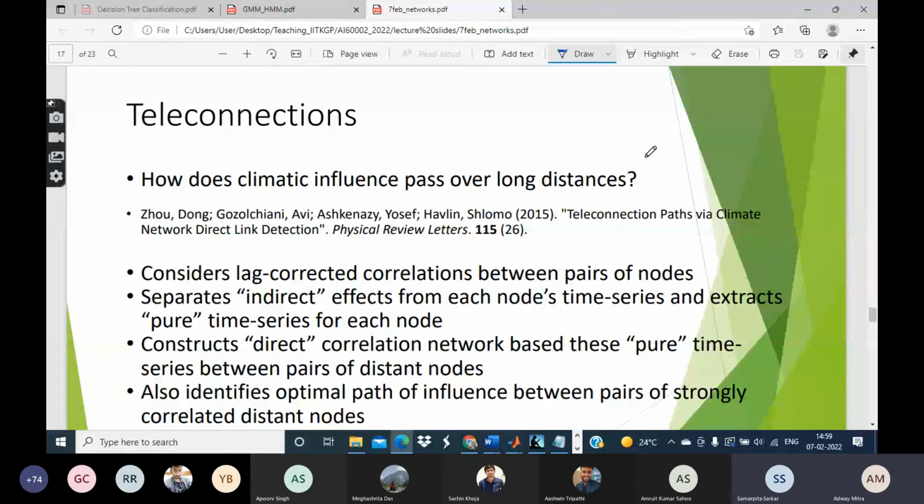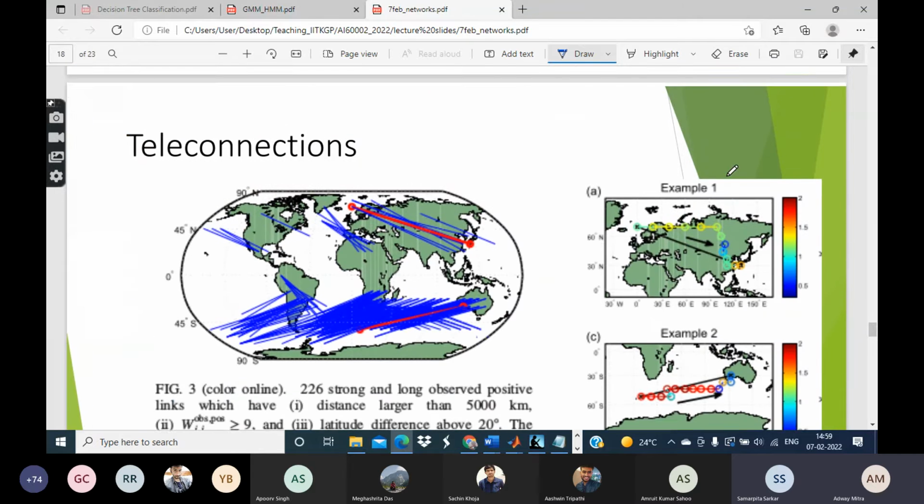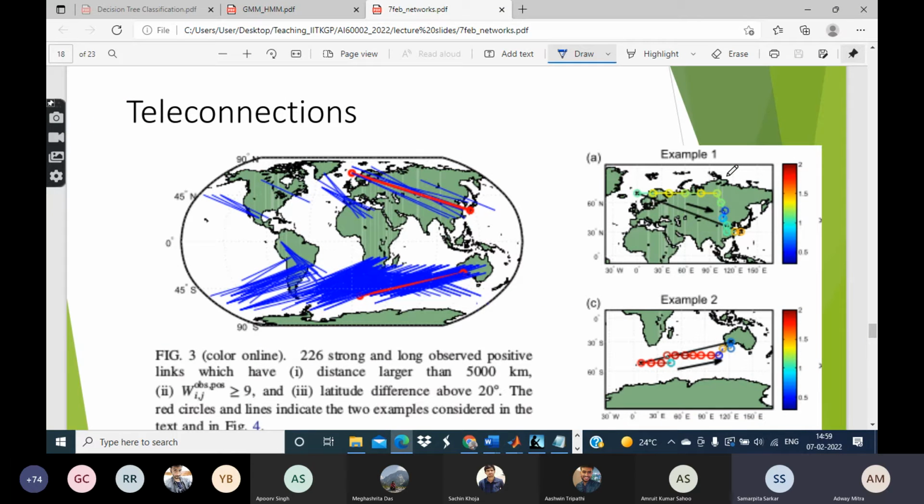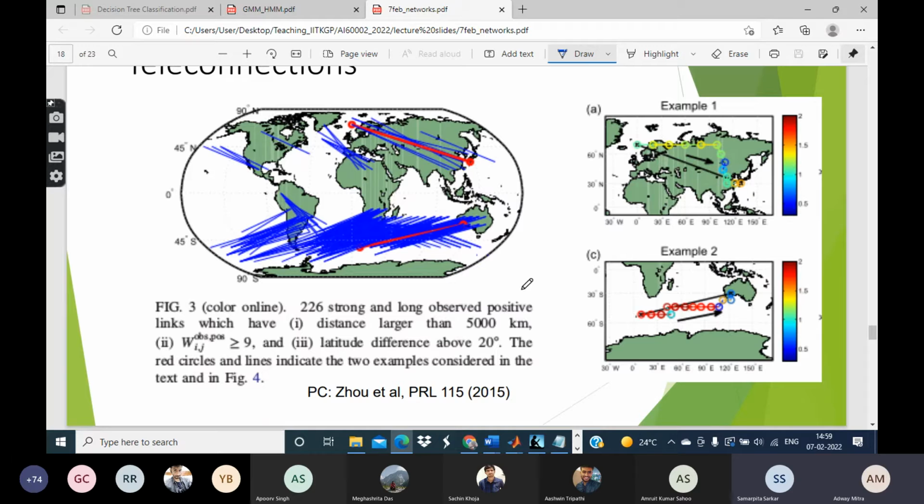is indicated by an edge and so on. So this is one paper in which people have used these kinds of networks to identify such teleconnections, say from something near Japan to something near Iceland. Just imagine how far apart these two locations are, but they have been able to find some kind of path which connects these two locations.